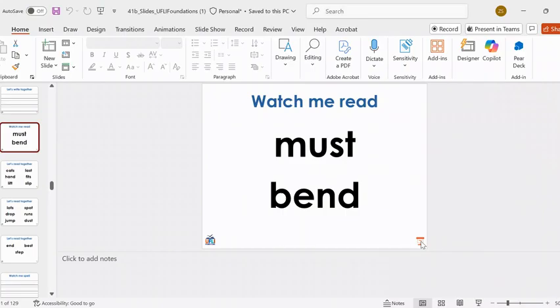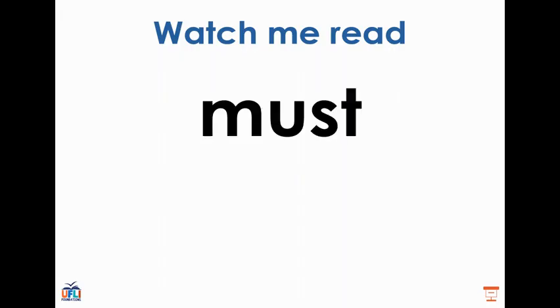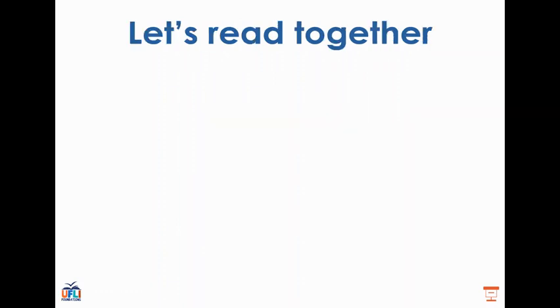Watch me read these words. Must, must, and bent. Now it is your turn to read the following words. Let's read them together.